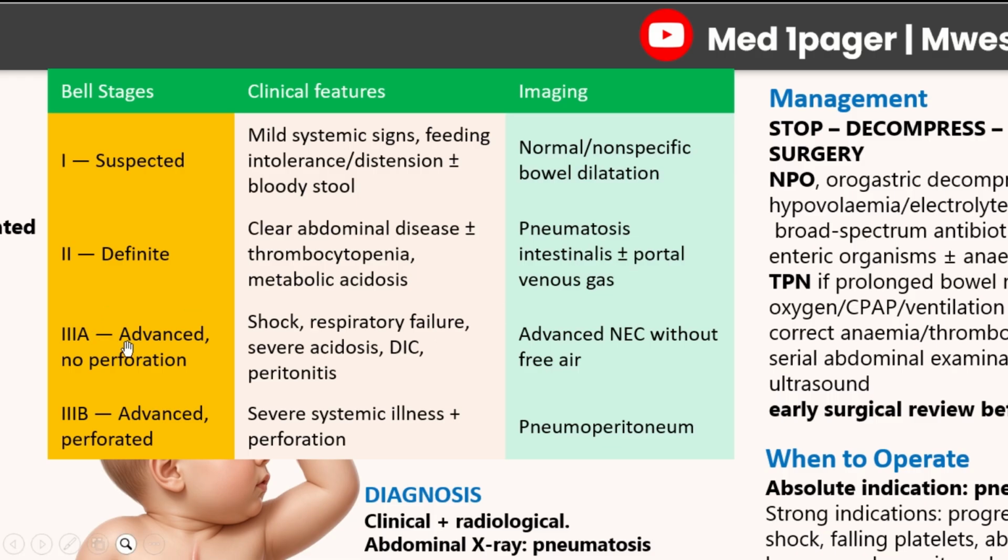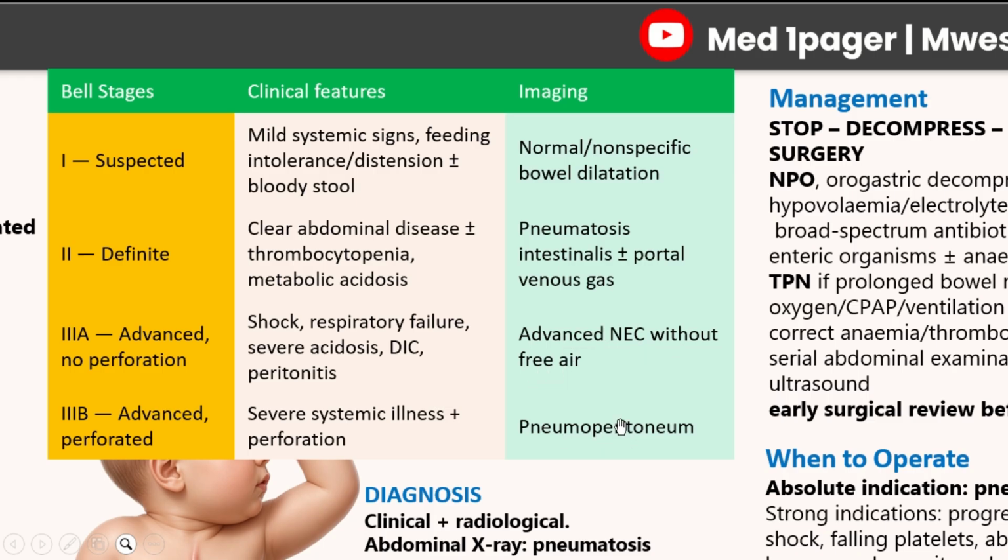So we have stage 3A, which is advanced, and we have no perforation. Here you're going to have shock, you're going to have respiratory failure, you're going to have severe acidosis, you're going to have DIC as well as peritonitis. So basically here you are having advanced features but with no perforation. That is going to be advanced NEC without free air.